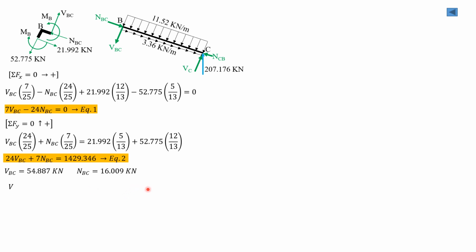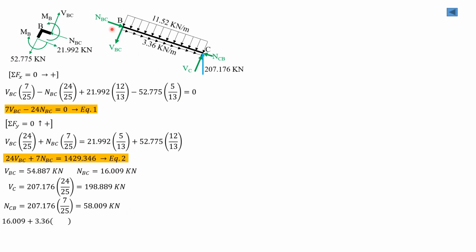16.009 kilonewtons. So shear at C is 207.176 times 24 over 25, 198.889, while NCB is 207.176 times 7 over 25, that component, so that would be 58.009 kilonewtons. So let's check if this member is in equilibrium. So NBC, which is 16.009 plus 3.36 times length of BC 12.5, then minus NCB, which is 58.009. That's almost 0, so that means it is balanced.